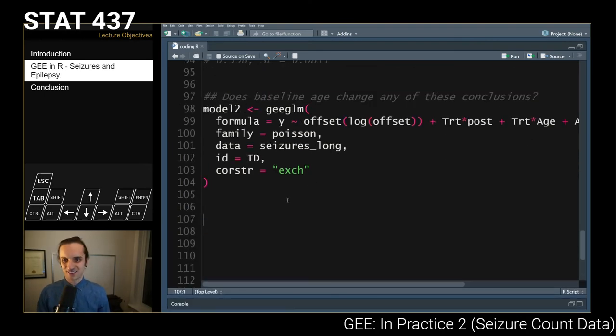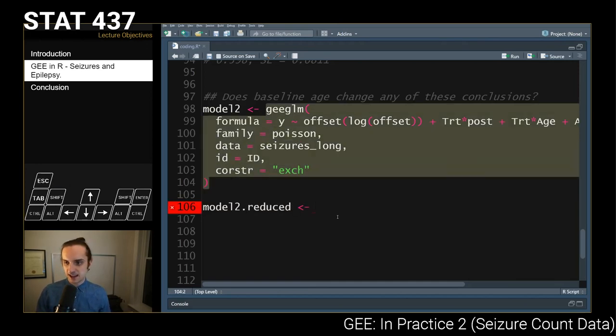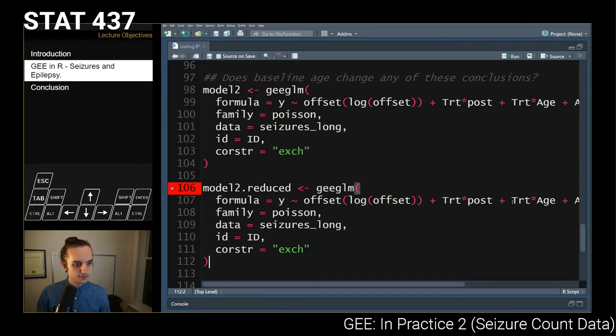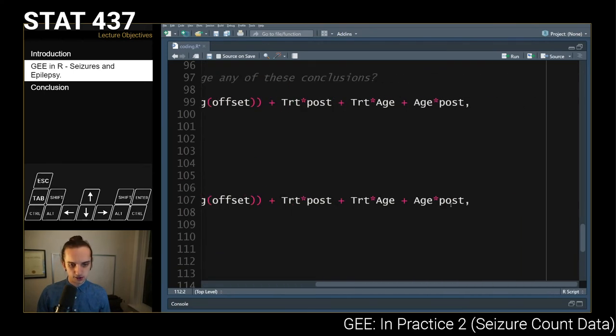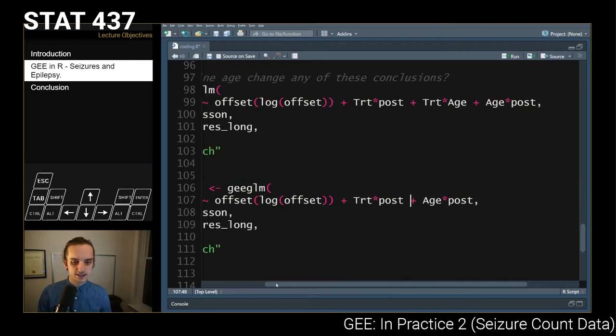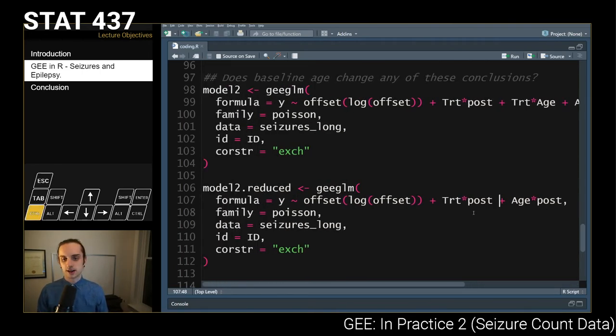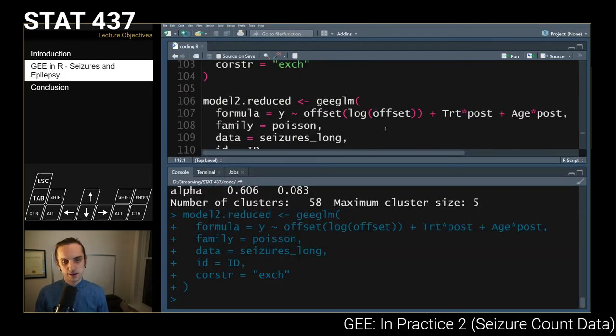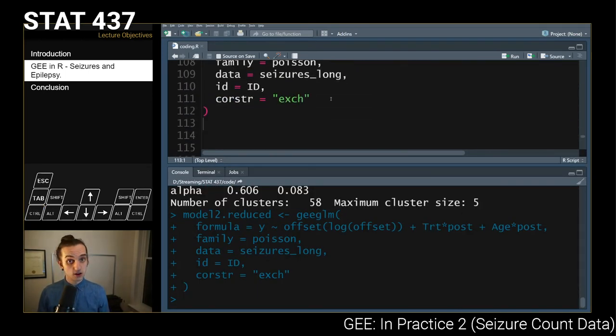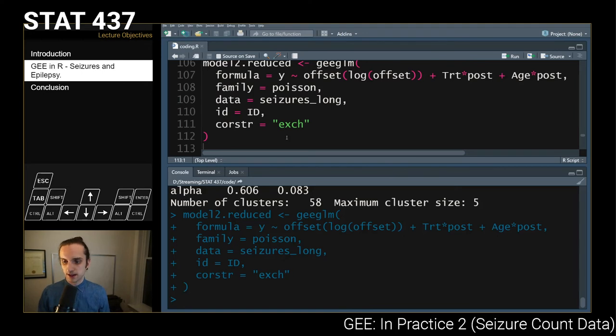Why don't we actually fit that model? So we'll say model two reduced is going to be, and I'll take this here, and we'll keep the treatment or the age and the post, but we'll drop this treatment and the age, okay? And so now post is going to interact with both treatment and age, but they don't interact with one another. And we could do a test on this, or we could look at the QIC values, for instance.